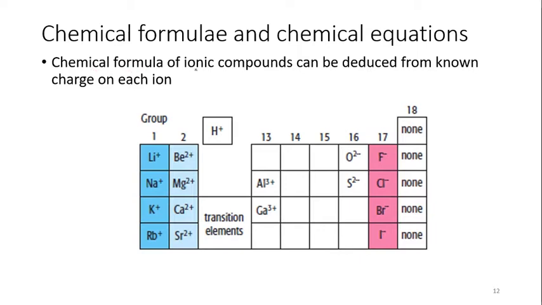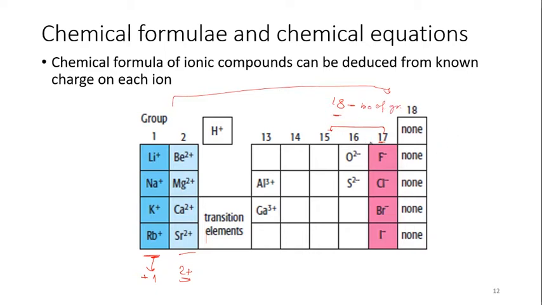For the chemical formula of ionic compounds, it can be deduced from knowing the charge on each ion. I have 18 groups in the periodic table. The first group carries 1 positive charge. The second group carries 2 positive charges. As for groups 15 till 17, the number of the charges is actually 18 minus the number of the group.